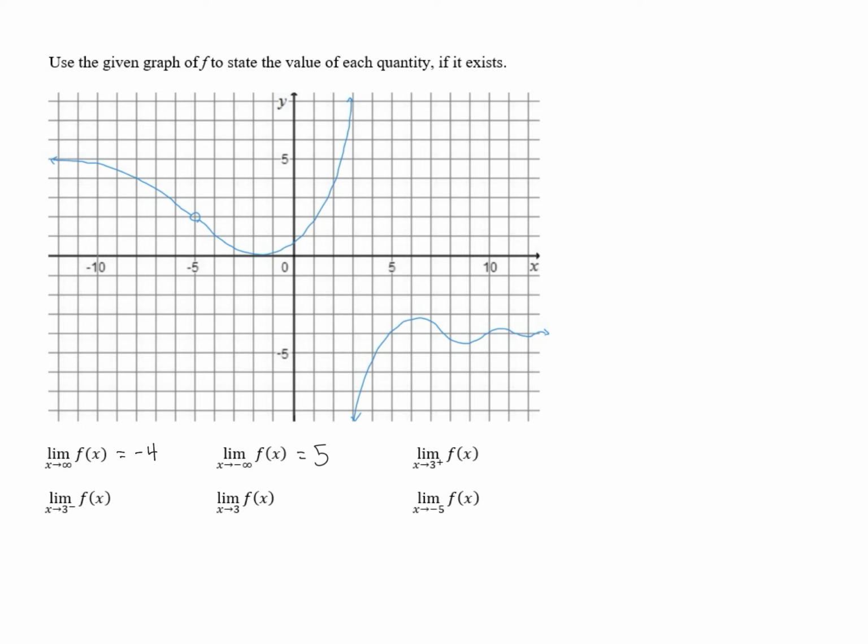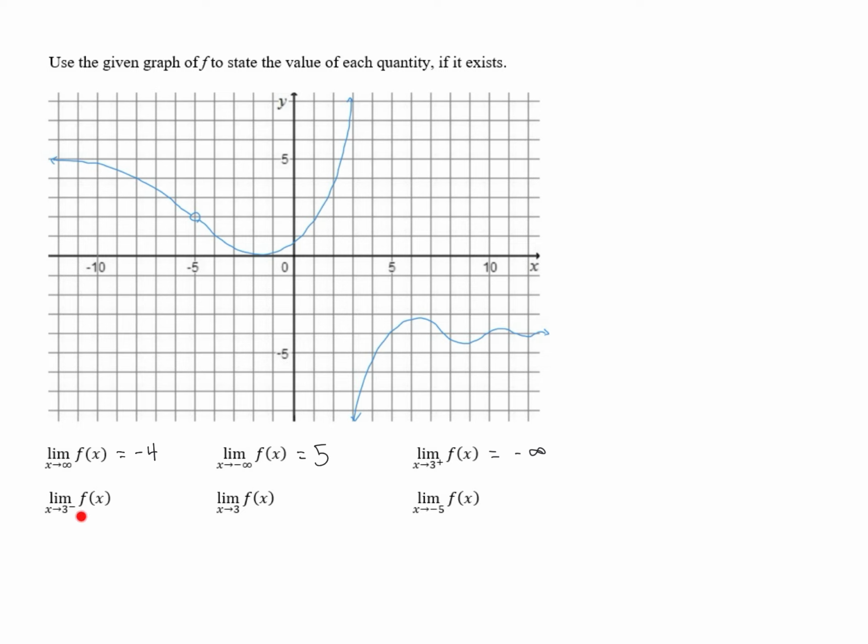All right, let's keep going. We've got the limit as x approaches 3 from the positive side, which means from the right. So we want to know what's happening as we approach 3 from the right. That's going to be this portion of the graph. And it looks like we've got a vertical asymptote there, and we are approaching negative infinity. So that limit is going to be negative infinity.